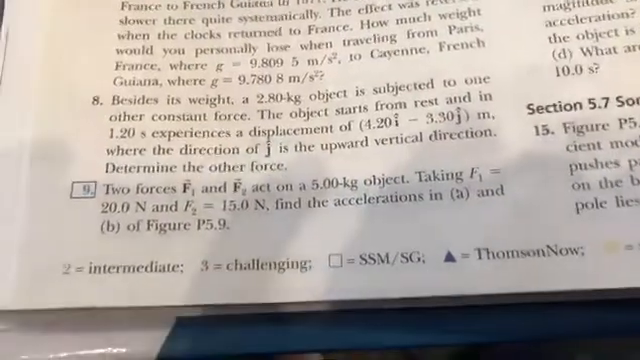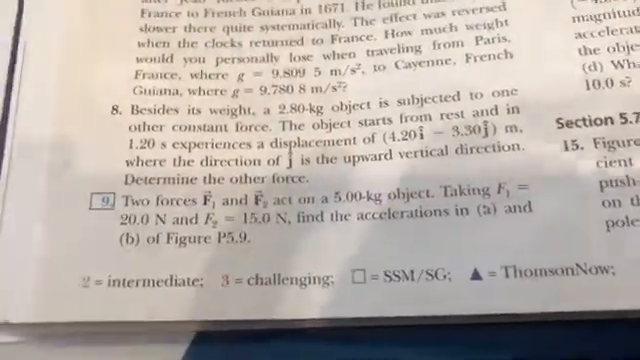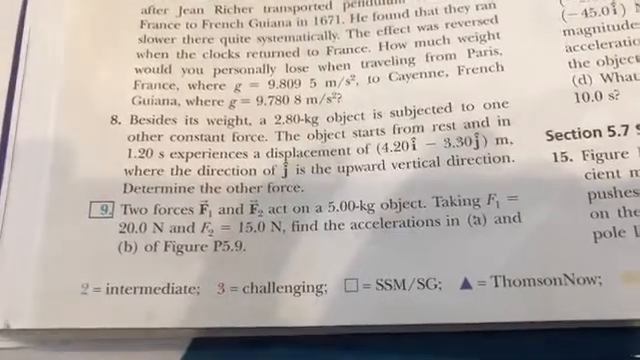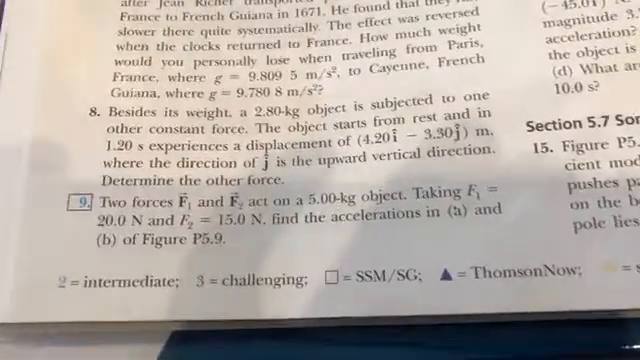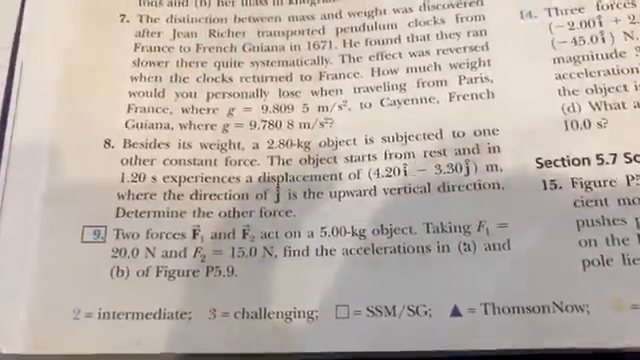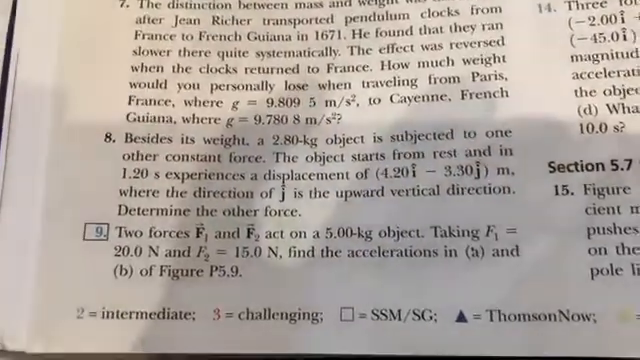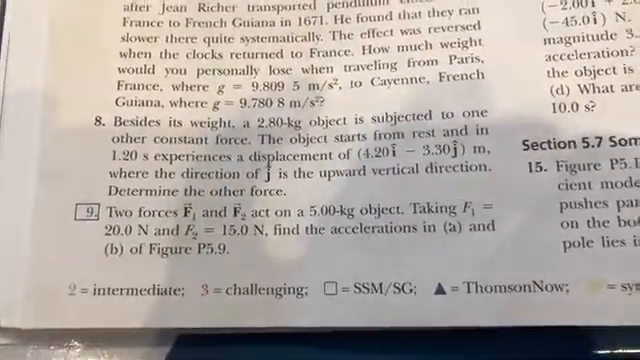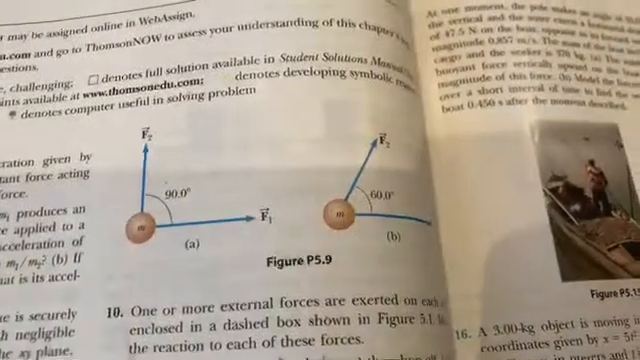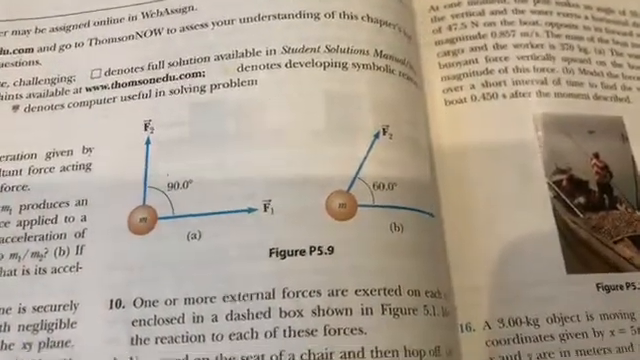I'll be doing number 9 from chapter 5. So two forces F1 and F2 act on a 5 kilogram object. Taking F1 equals 20 newtons and F2 equals 15 newtons, find the accelerations in A and B of figure P5.9. So these are the two figures and I just redrew them on my paper.